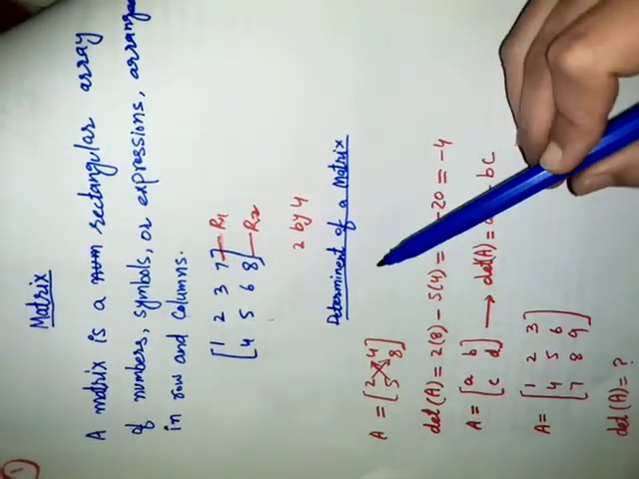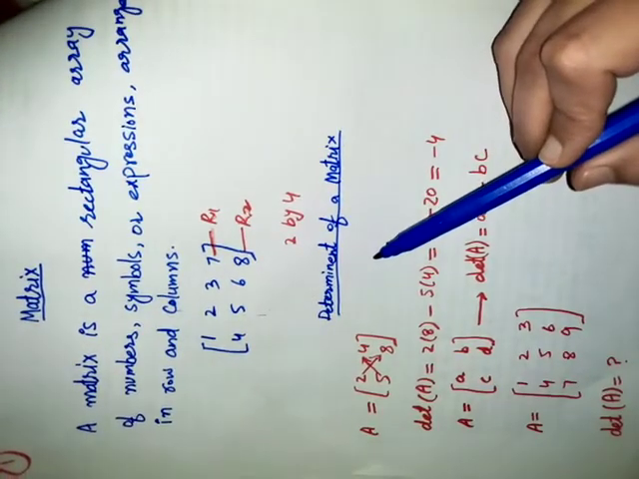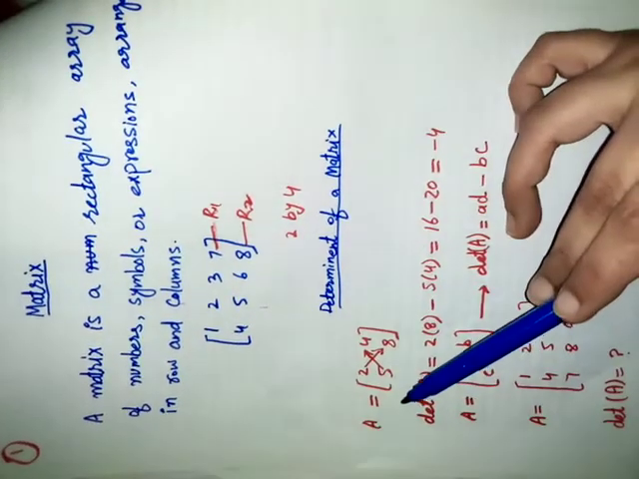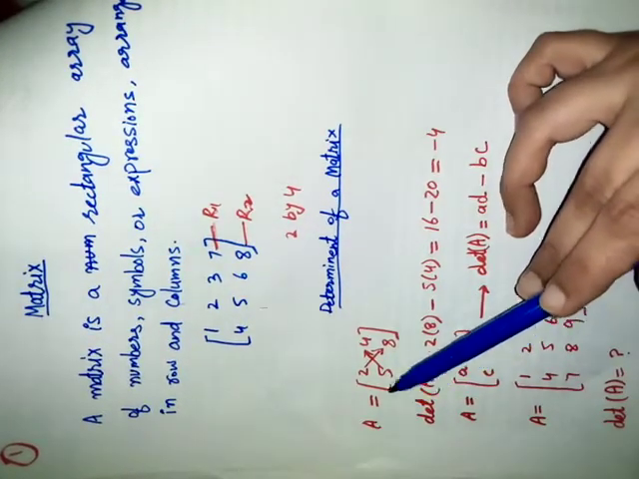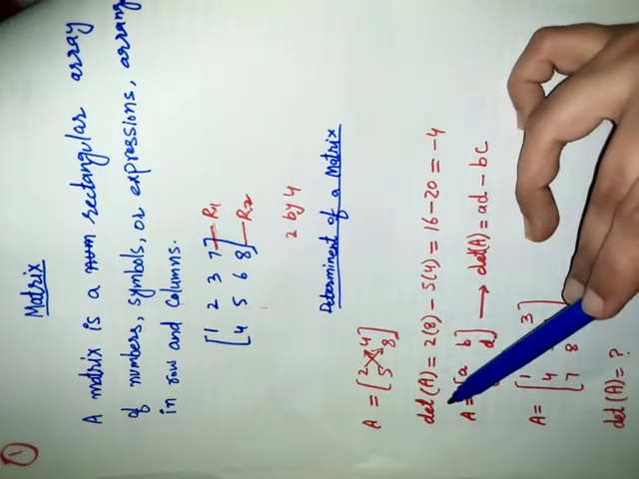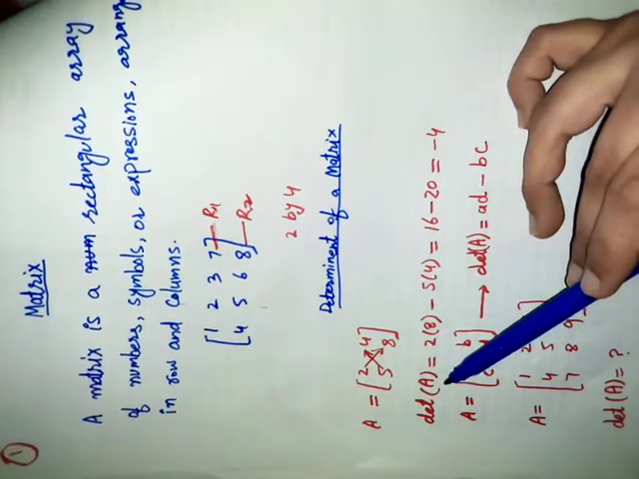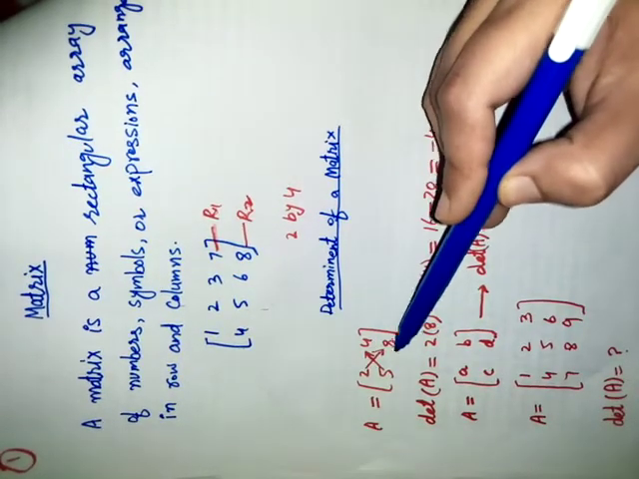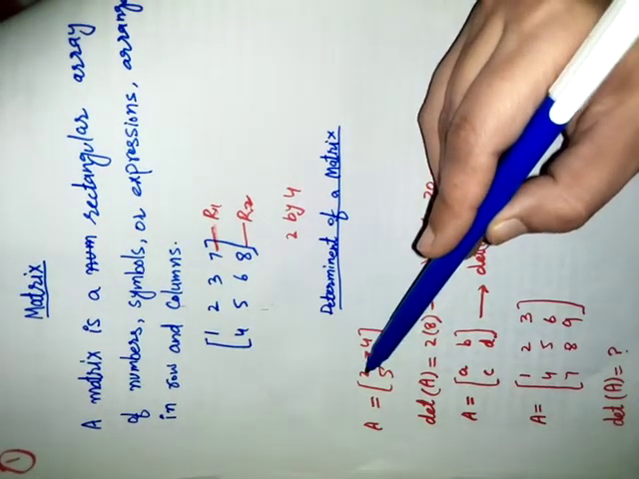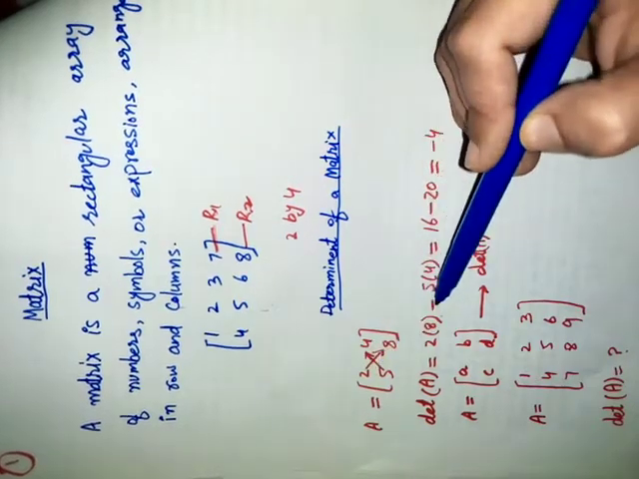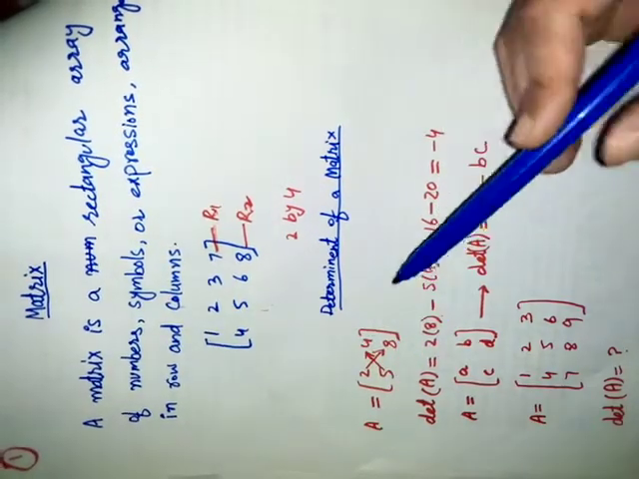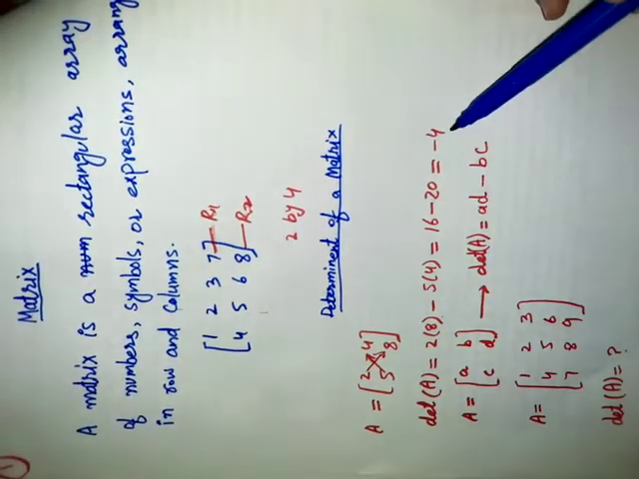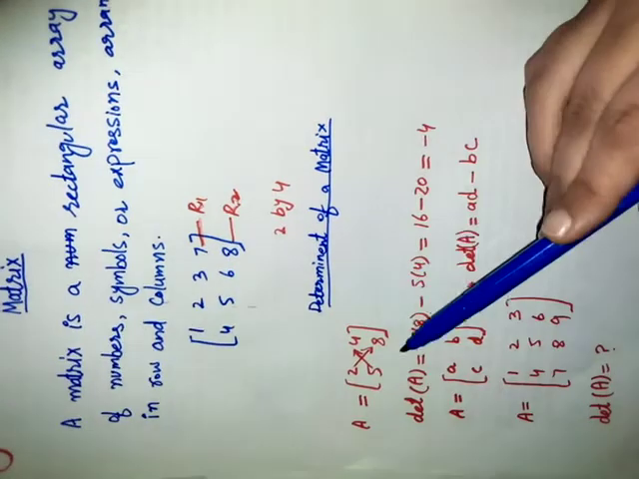Next we will learn how to evaluate the determinant of a matrix. Suppose we have the matrix 2 4 5 8. What will be its determinant? For evaluating its determinant, we will multiply 2 into 8 minus 5 into 4. 8 twos are 16, 5 fours are 20, so the answer will be minus 4. This is the determinant of A.